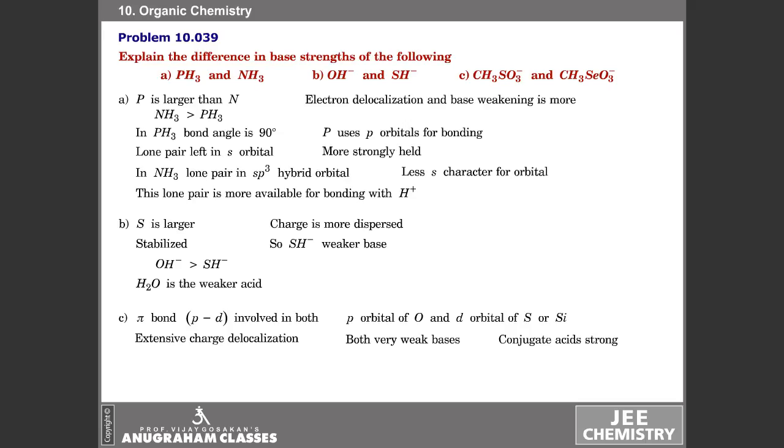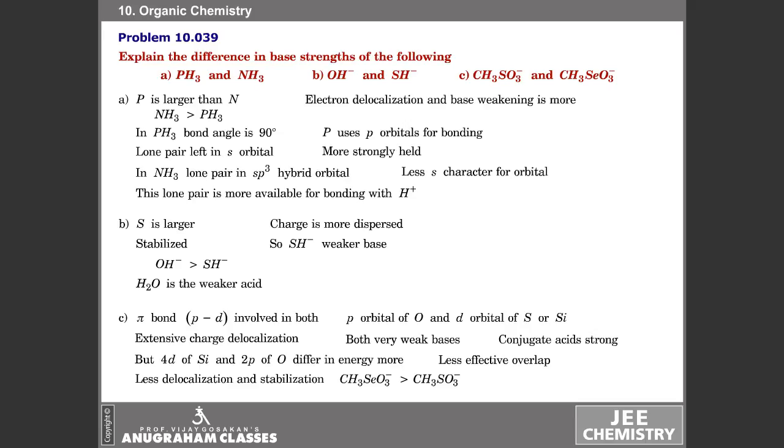But among these two, the energy difference between the 4d orbital of silicon and the 2p orbital of oxygen is greater. The energy of the 4d orbital of silicon is higher, and therefore the energy gap between these two is higher. When two orbitals of unequal energy overlap, there is less effective overlapping. This means there is a lesser degree of delocalization, and therefore this is less stabilized. This makes CH3SCO3 minus a stronger base than CH3SO3 minus.